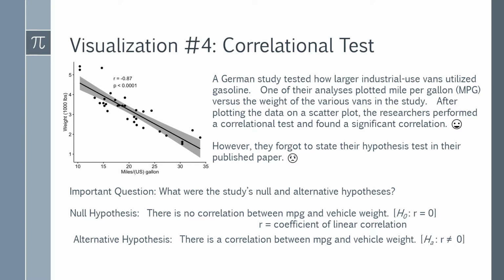Our fourth visualization is that of a correlation test. Based on the data provided, they were correlating gasoline uses with the vehicle weights. The research question would have been, is there a correlation between miles per gallon and vehicle weight? The null hypothesis is there is no correlation between miles per gallon and vehicle weight, notated as shown, where R is the coefficient of linear correlation. The alternative hypothesis is there's a correlation between miles per gallon and vehicle weight.